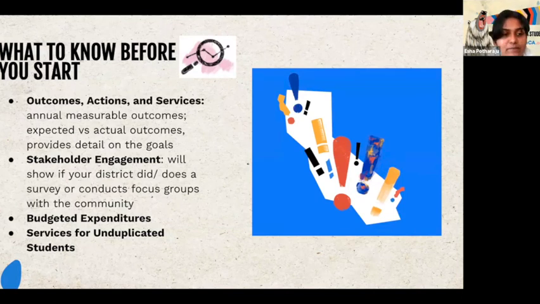Your LCAP also has a list of budgeted expenditures, which is just a fancy way of saying, where is the money in your district going? You can look at this information and base your own opinions and make educated decisions off of this info. And specific to arts education, we'll be providing a list of keywords you can search up in your LCAP, and you can see the budgeted expenditures associated with art. There are also services that the district offers for unduplicated students listed on your LCAP, and you should definitely be paying attention to those as well.